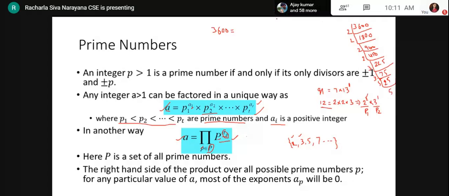So we can write it as 2 power 4 into 3 square into 5 square. Here p1 is 2, p2 is 3, p3 is 5. So p1 is less than p2, p2 is less than p3. So we can write any positive number by using the prime factorization method.